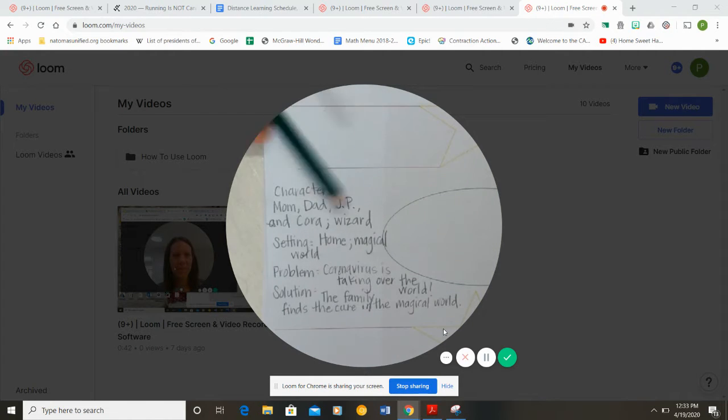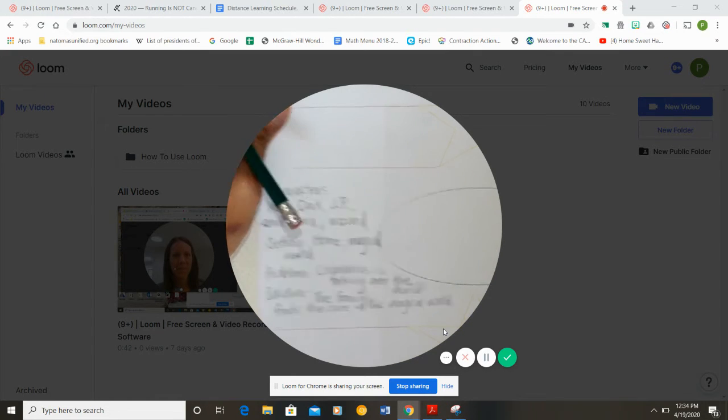So I have my characters, Mom, Dad, JP, and Cora, and the wizard. The setting is going to be home and a magical world. The problem is that coronavirus is taking over the world. And my solution is going to be the family finds the cure in the magical world and then brings it back. I didn't write that, but that's what my solution will be. So now I have the skeleton of my story, and I can use that to generate my ideas. Now the details will come later, and we'll build those in our Star Bubble maps.